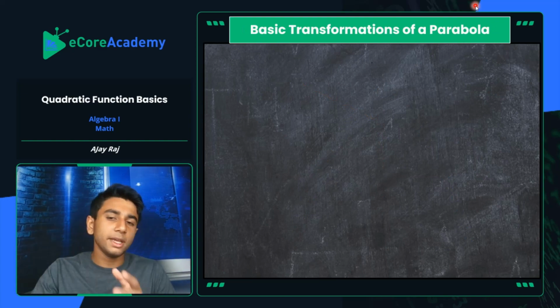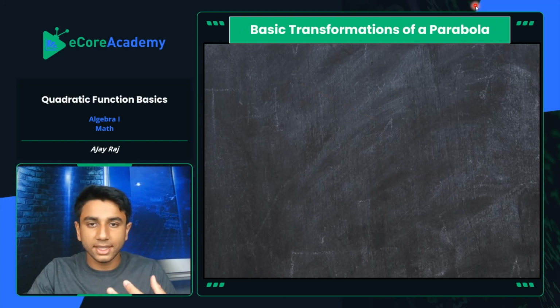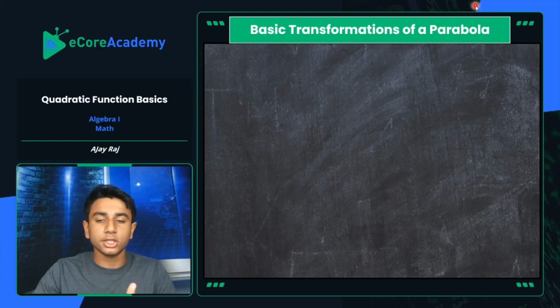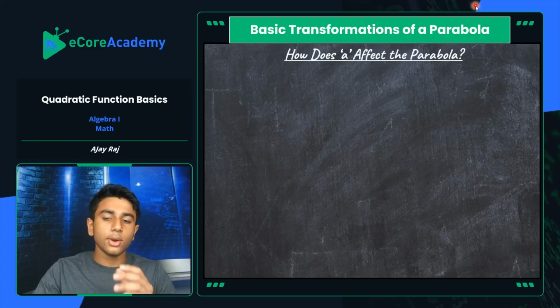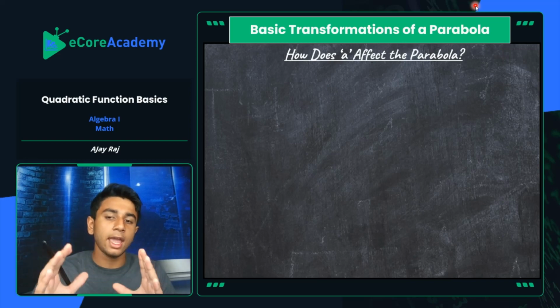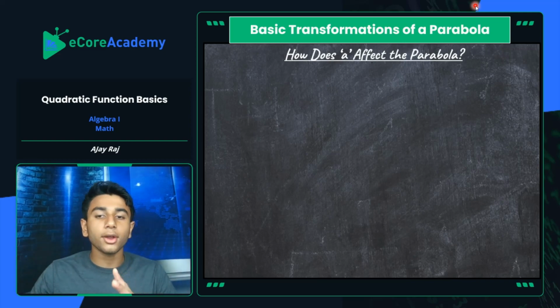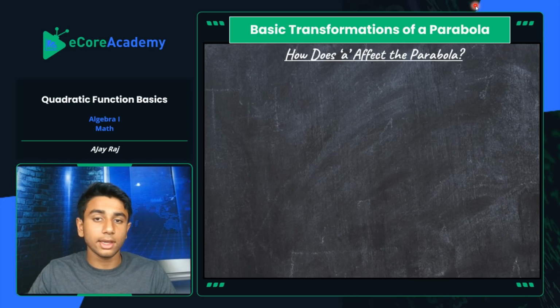All right, so now that we know what the basic properties of the parabola are and exactly how it looks, let's take a look at some basic transformations of a parabola. So how does a affect the parabola? The basic a is your transformation. There are other extended transformations that we will be looking at as we go on, but a is the most basic transformation that affects the parabola.